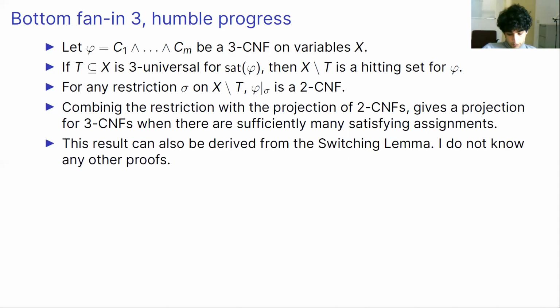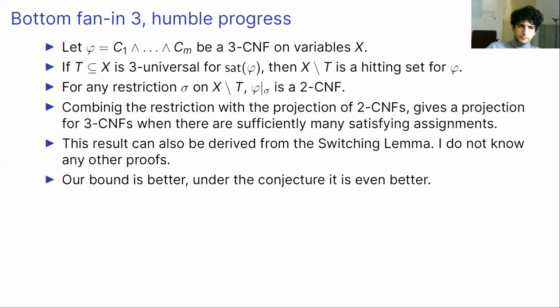It's also possible to prove this from the switching lemma, which implies that if you have sufficiently many satisfying assignments, then in particular, you can also find a large subcube. But quantitatively, I can prove something better, and I don't know any other proof. And under the conjecture that I mentioned earlier about the unique hypergraph maximizing the number of independent sets with a given independence number, this bound would even be better.